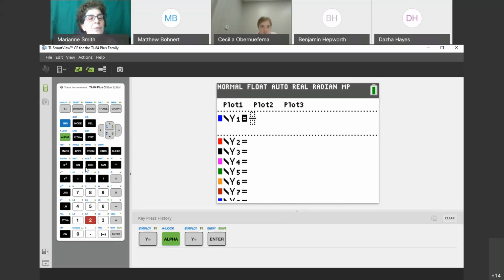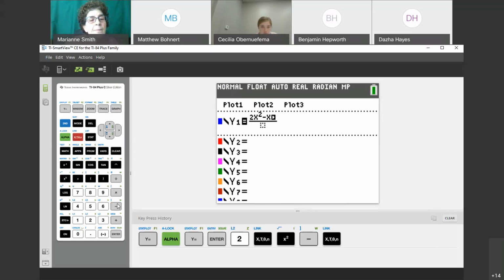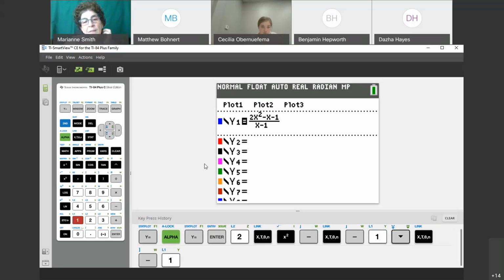And I'm going to type 2x squared minus x minus 1 on top. And then in the denominator, I have x minus 1. Okay, and again, you can do this in Desmos as well, but I'm just showing you how you would do it on a TI. And again, I'm not necessarily interested in the graph of it. It turns out the top does factor into 2x plus 1 times x minus 1. So I know I would have a hole at x equals 1.